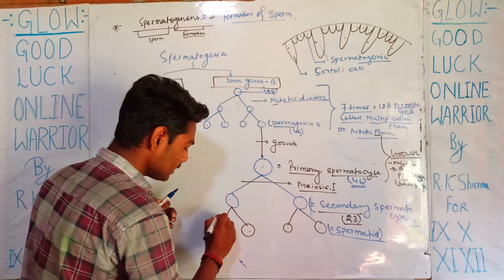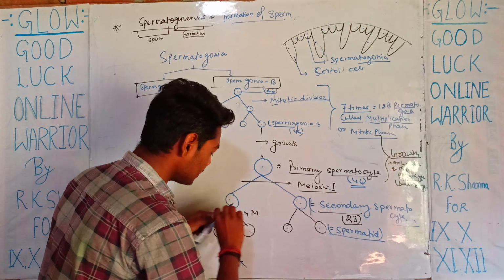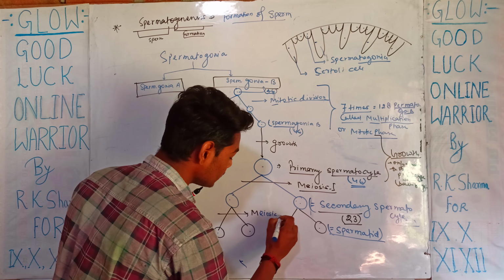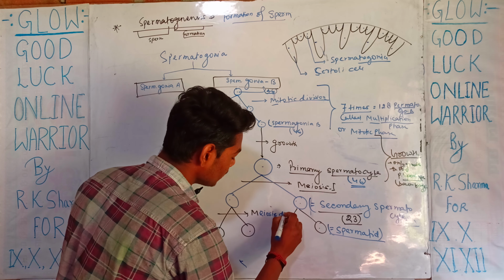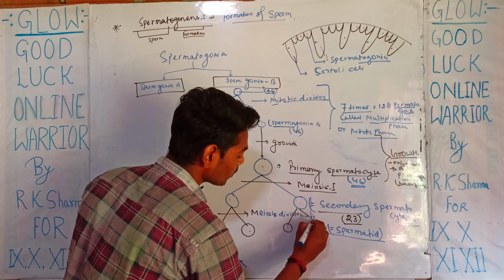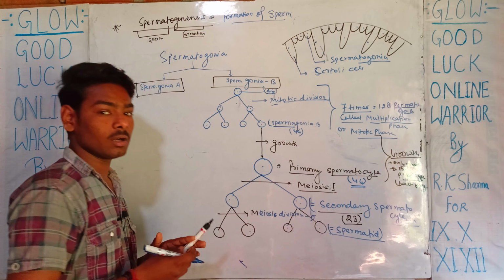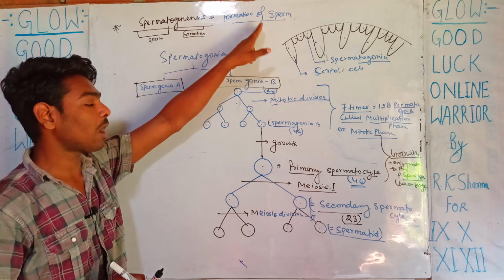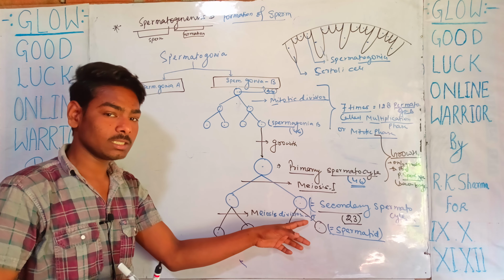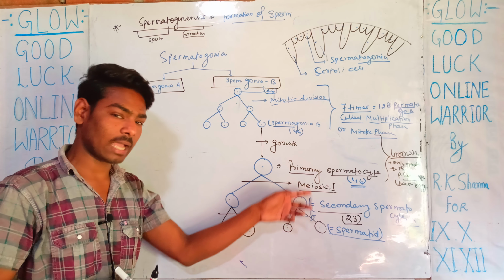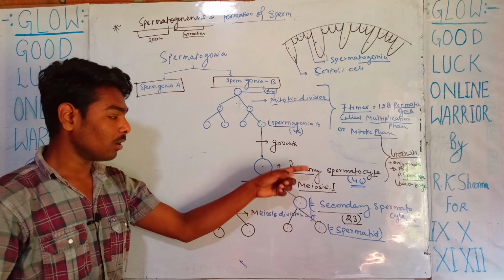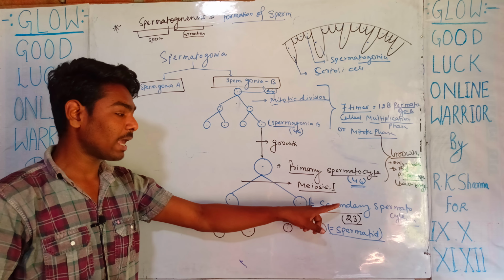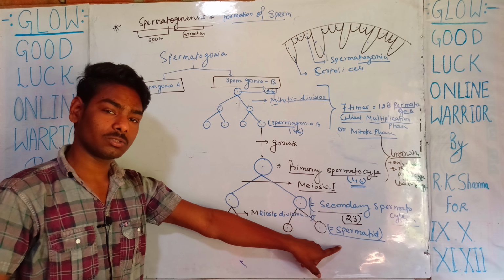And what is this? This is meiosis division 2. This is first, this is second. In the examination the question will be asked: in the formation of a sperm, how many meiosis divisions occur? It is 2 times. The first is from primary spermatocyte to secondary spermatocyte, and the second is from secondary spermatocyte to spermatid.